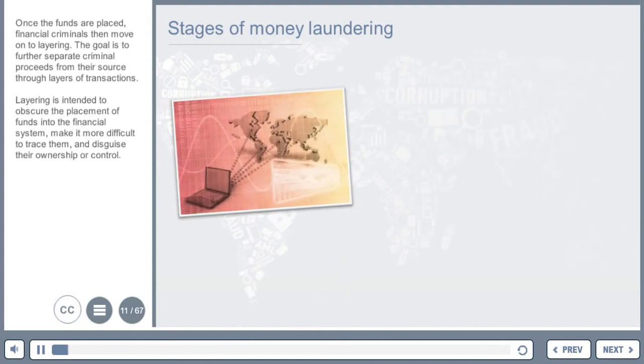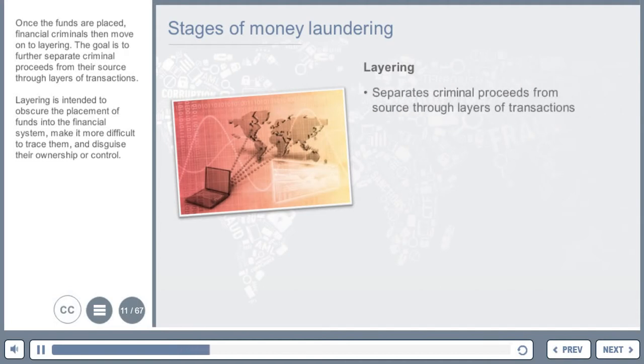Once the funds are placed, financial criminals then move on to layering. The goal is to further separate criminal proceeds from their source through layers of transactions. Layering is intended to obscure the placement of funds into the financial system, make it more difficult to trace them, and disguise their ownership or control.